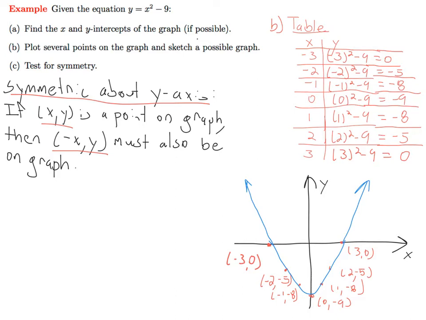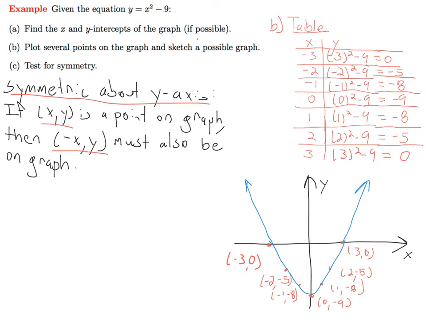So let's take a look at a couple. So here we have the point (3, 0), and its reflection (-3, 0) is on the graph. The point (2, -5), its reflection is on the graph. And the point (1, -8) has its reflection (-1, -8) on the graph as well. And so we see this is true for the points in red that we have plotted, but how do we check whether this is true for all points on this graph?